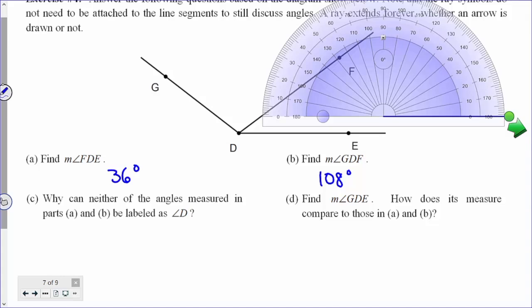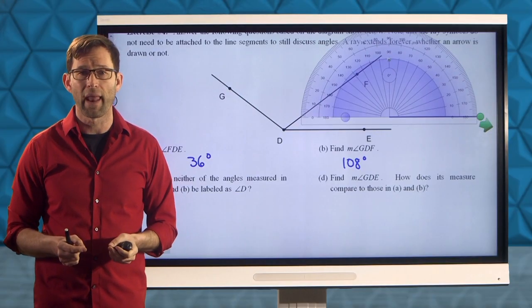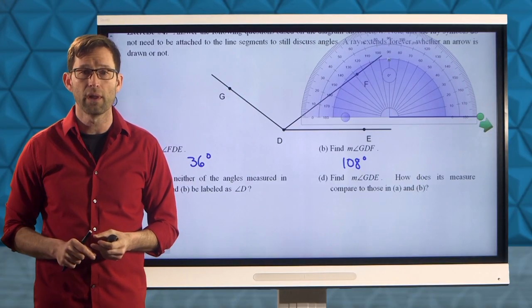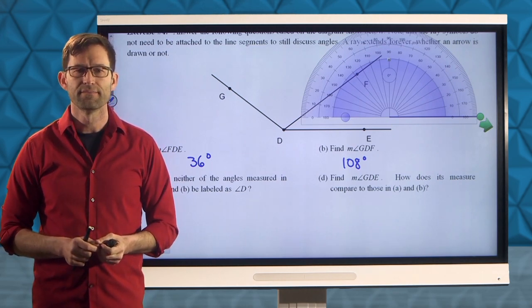Why can neither angle FDE nor angle GDF be simply called angle D? We all like to save time. It's nice when we can refer to an angle by a single letter as opposed to 3 letters, but why can't we do that? Think about that for a moment.